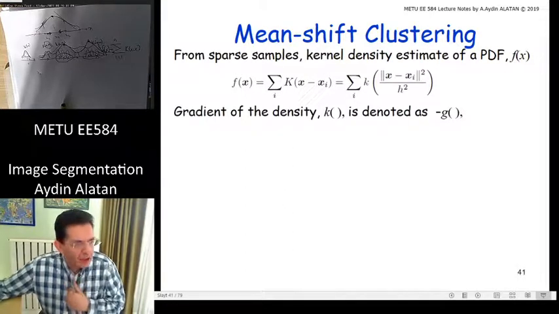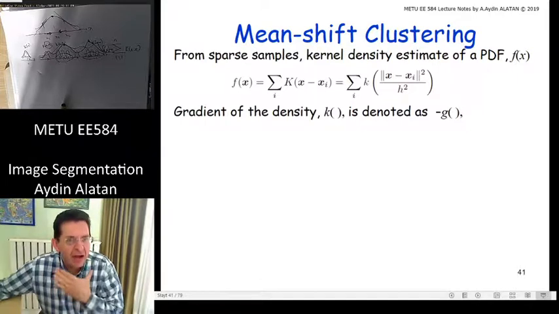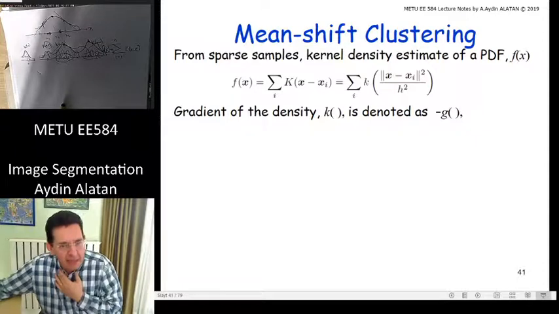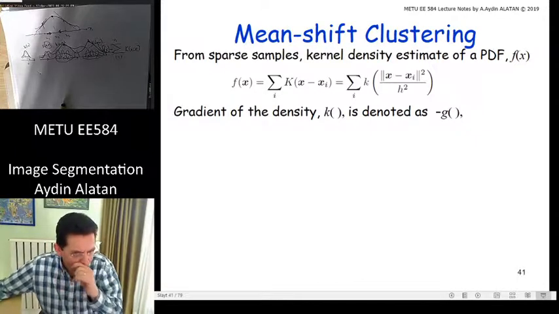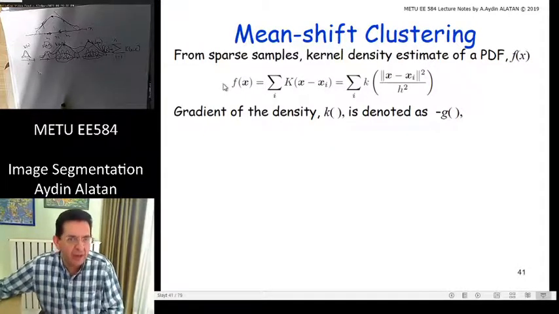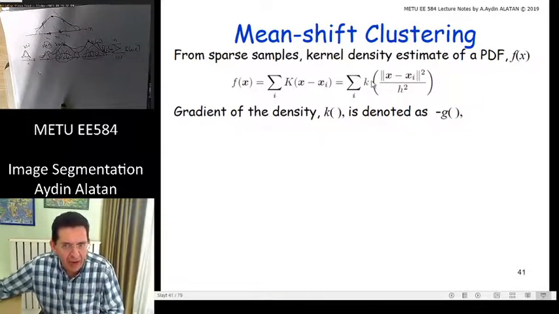Now, please note, my aim is calculating the gradient because the gradient of any function shows the mode, the peak. If you know the peak, you know which cluster the sample belongs to. Now, I have to find the gradient. The gradient of who? The gradient of f of x. If you take the gradient of this, the gradient operator will go inside. It's a linear operator, and you will take the k operator like that.